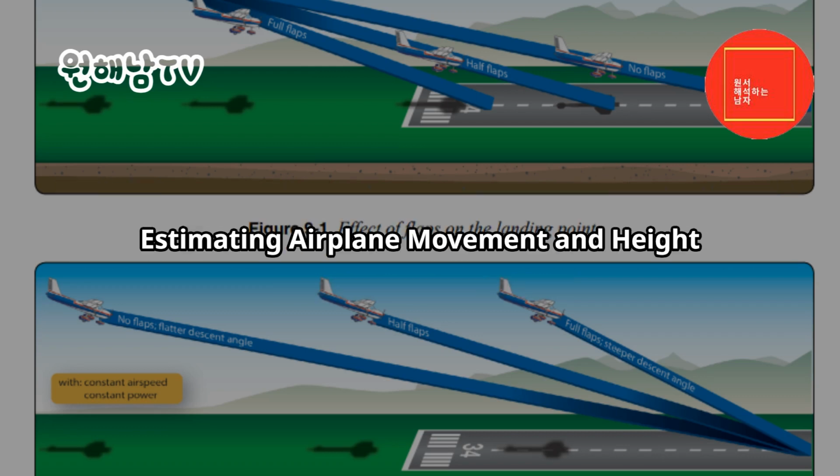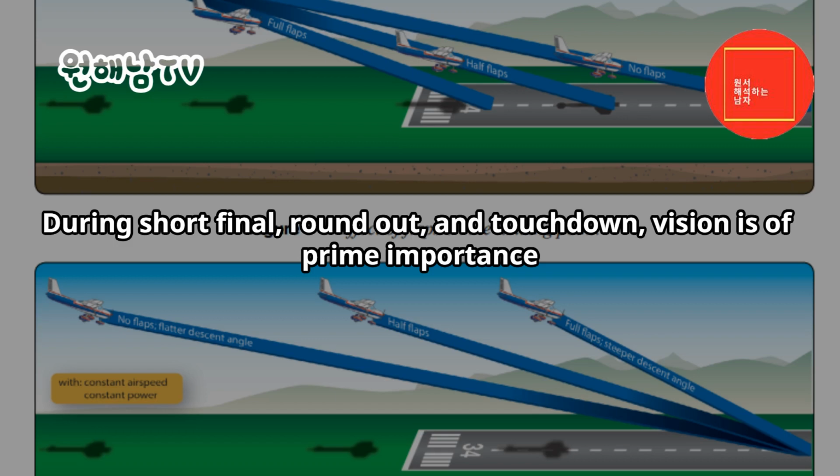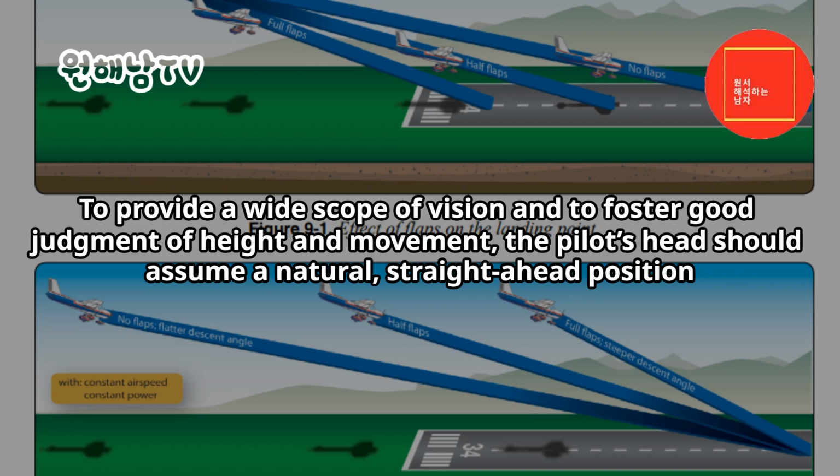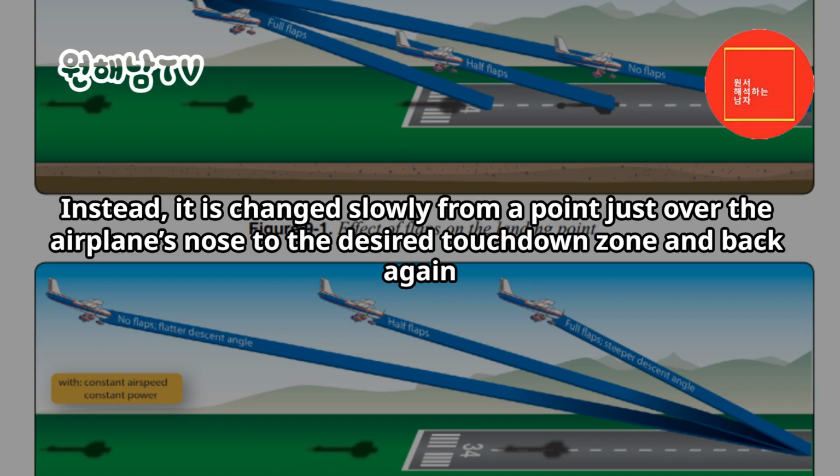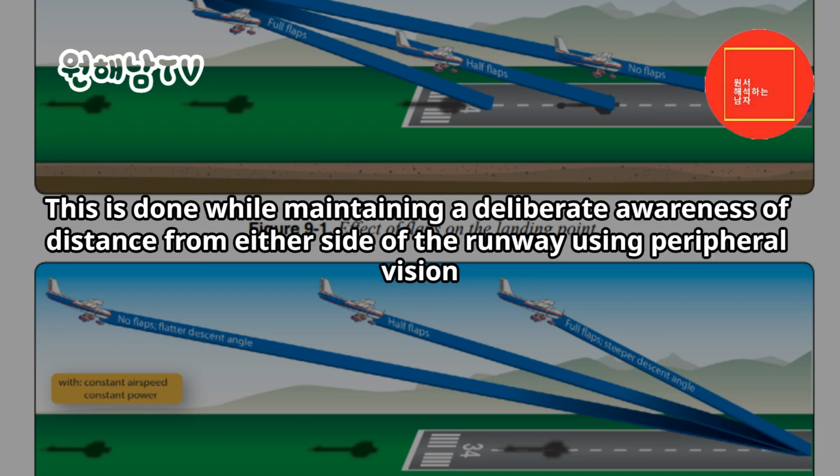Estimating airplane movement and height. During short final, round out, and touchdown, vision is of prime importance. To provide a wide scope of vision and to foster good judgment of height and movement, the pilot's head should assume a natural, straight-ahead position. Visual focus is not fixed on any one side or any one spot ahead of the airplane. Instead, it is changed slowly from a point just over the airplane's nose to the desired touchdown zone and back again. This is done while maintaining a deliberate awareness of distance from either side of the runway using peripheral vision.